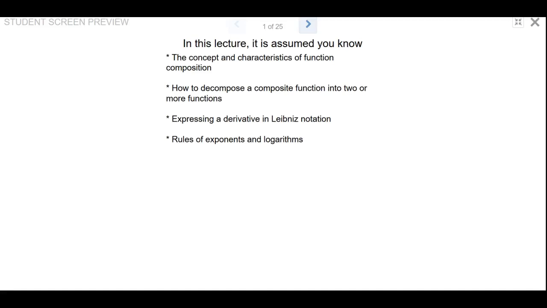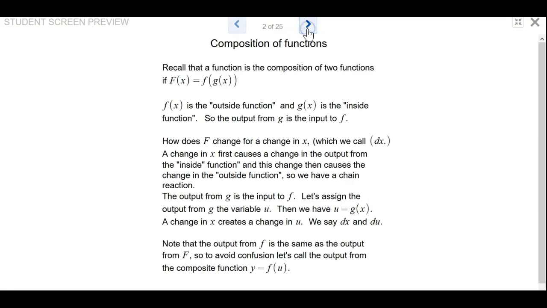This is section 3.4. The chain rule deals with finding the derivative of composite functions. So you're going to need to remember the concept and characteristics of function composition. How to decompose a function from one function into two is important. And you'll need to remember a couple of rules of exponents and logs and Leibniz notation.